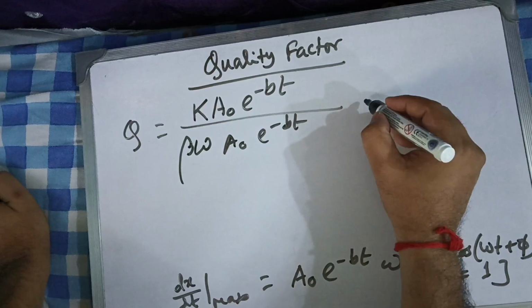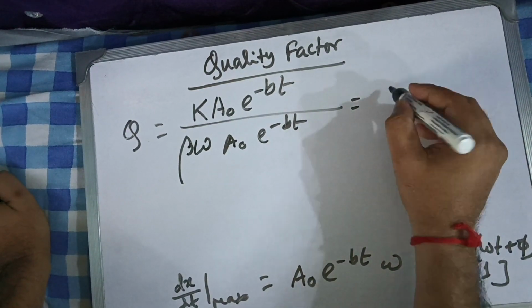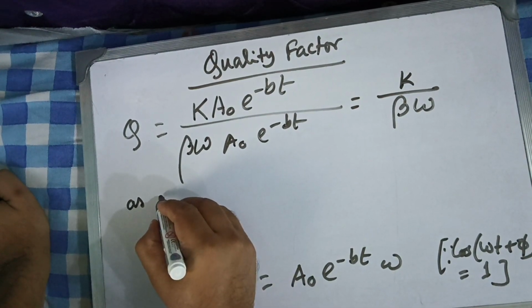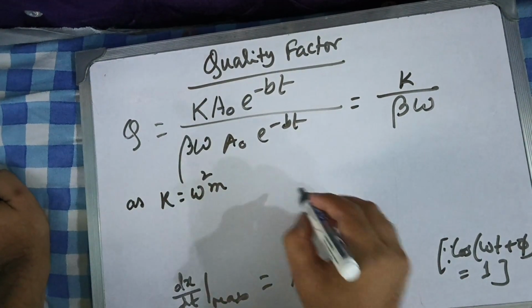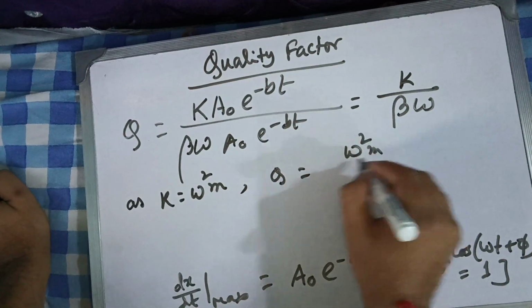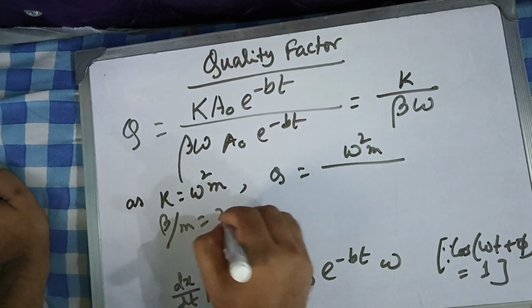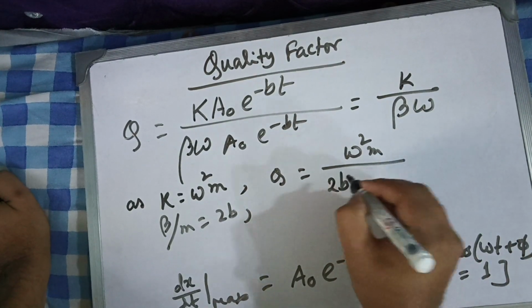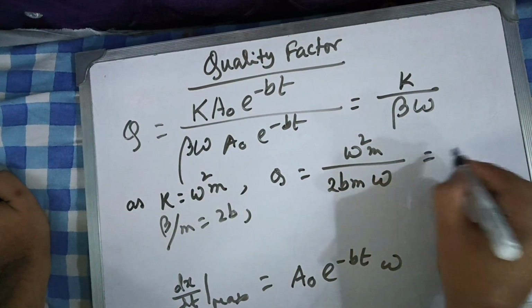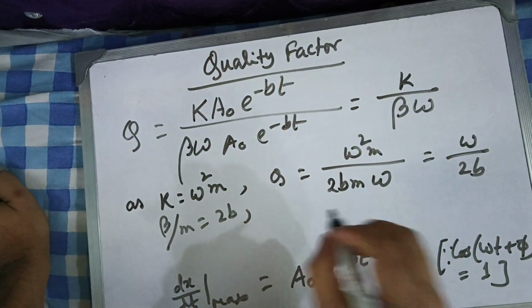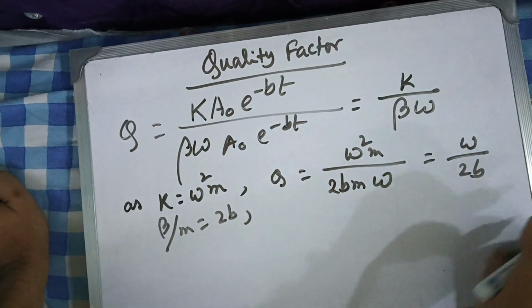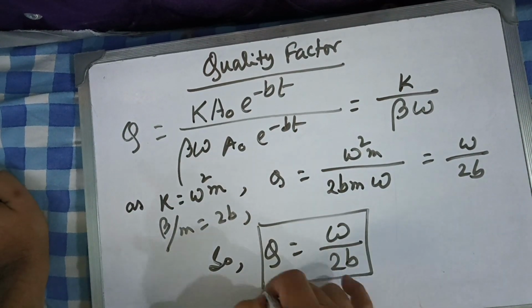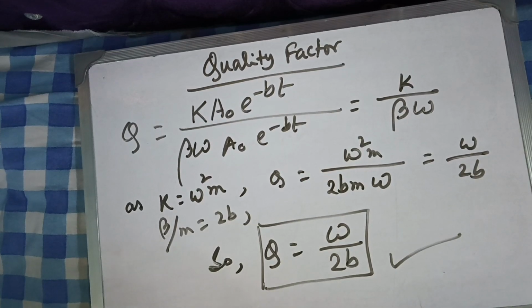Now if we put the form of the maximum value of the resistive force and the maximum value of the restoring force, we can get that q equal to k beta by omega. Now k, you know, is omega square m, and beta by m is 2b. So if we put that form there, we will get the value omega by 2b. So this expression also is important for many numericals in damped vibration problems. Okay, so please remember this. Okay, thank you.